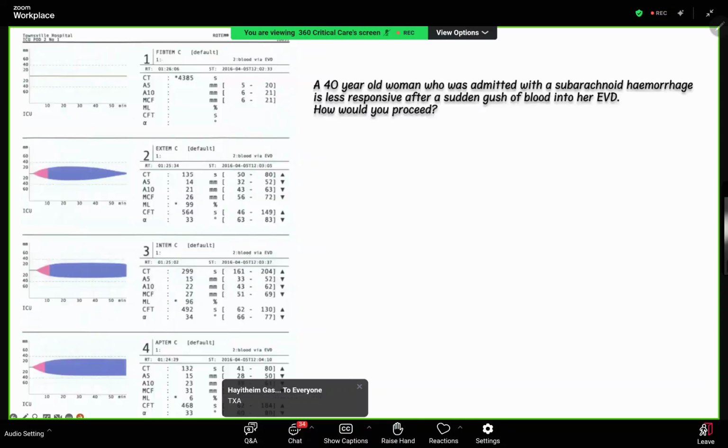Okay. Now next. 60-year-old woman who was admitted with subarachnoid hemorrhage is less responsive after sudden gush of blood into the EVD. How would you proceed? That's her ROTEM. Interpret again. Clotting time. These are all practical cases, so very, very high. What's happening with the ML here? 99%, 6% in EXTEM. Okay. Again, fibrinolysis, tranexamic acid.